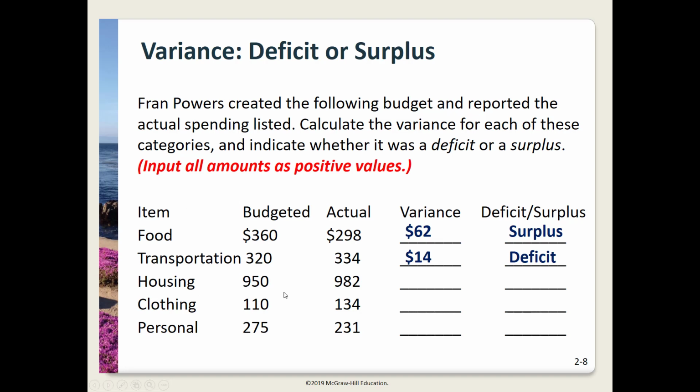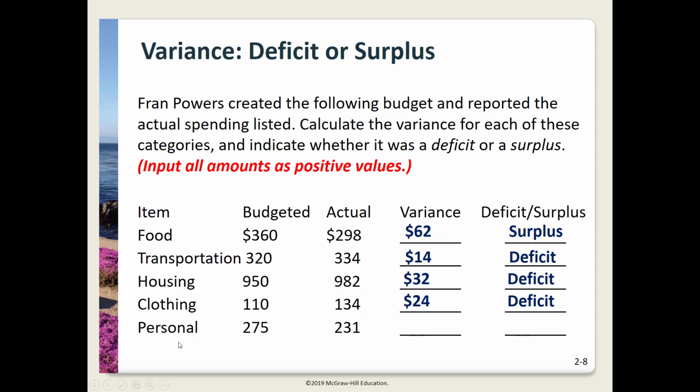Next, let's look at housing. We'll take our budgeted amount of $950 minus the actual value of $982, and so our variance is $32. Again, we can see that we spent more in actuality versus what we budgeted for. Therefore, our variance is negative, meaning we are running at a deficit. In the next category for clothing, our budgeted amount was $110, and our actual spent was $134. So our variance is $24. In this case, we spent $24 more than anticipated, so we're running at a deficit.